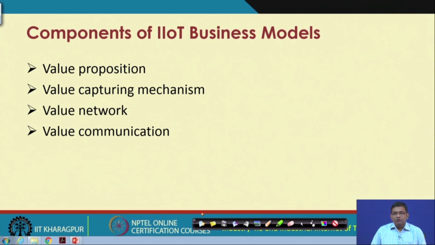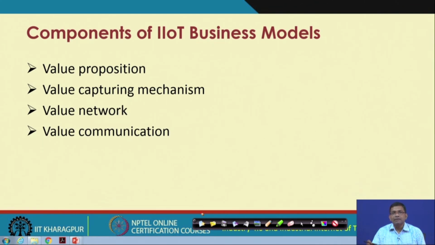There are different components of IIoT business models: value proposition, value capturing mechanism, value network, and value communication. Value means value to the end user. So, to the end user, what is the value proposition, how the value is captured, what is the mechanism behind it, what is the value network, how the value is going to flow between the different groups in the customer community, and the value communication, how within that network the value is going to be communicated across different groups.